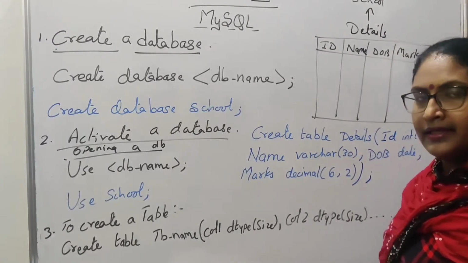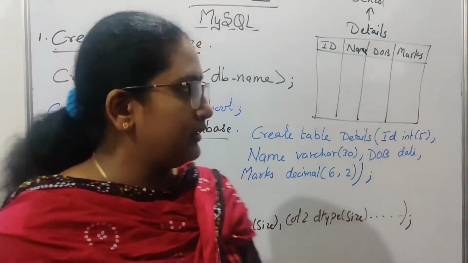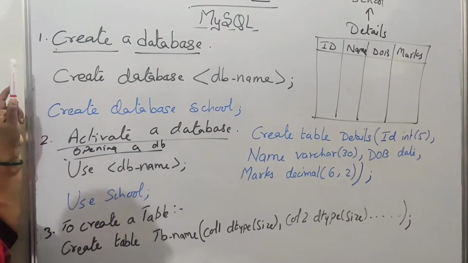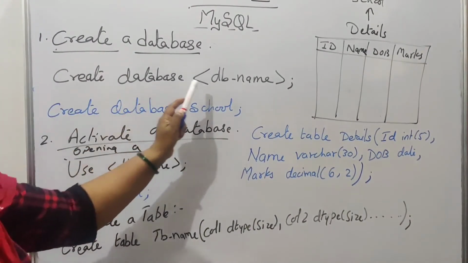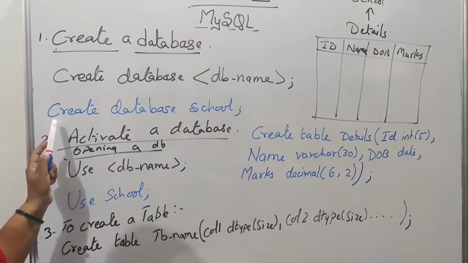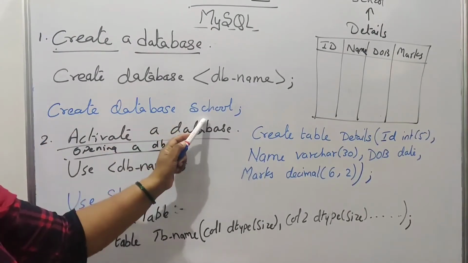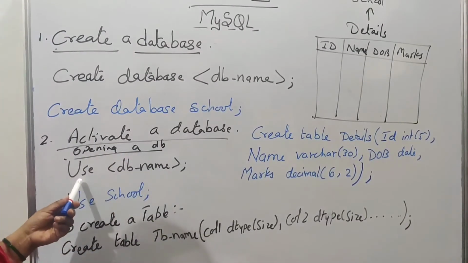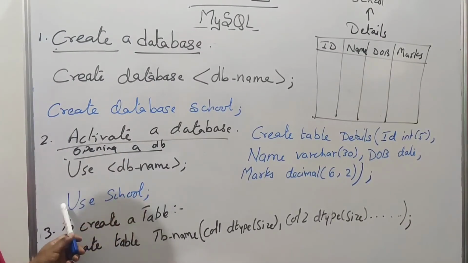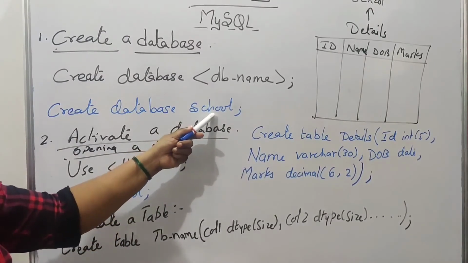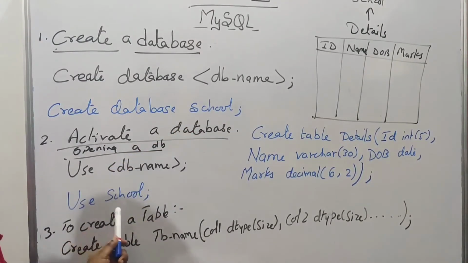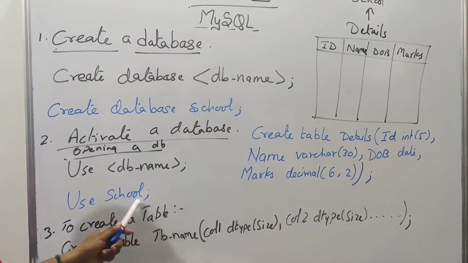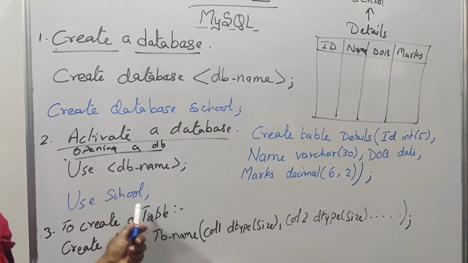Now it will create a table for you in this way. Let us see once again. How to create a database: create database name. Example: create database school. To open or activate that database: use database name. Here we have taken school, so use school, semicolon. In every MySQL statement you have the semicolon at the end.